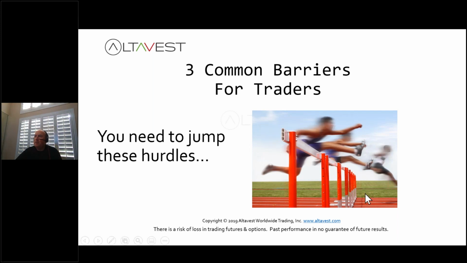So let's jump into these 3 common barriers for traders. And I'd appreciate if we go through these 3 and make a note in the comments or chat there and let me know what you think is the one that you struggle with the most.